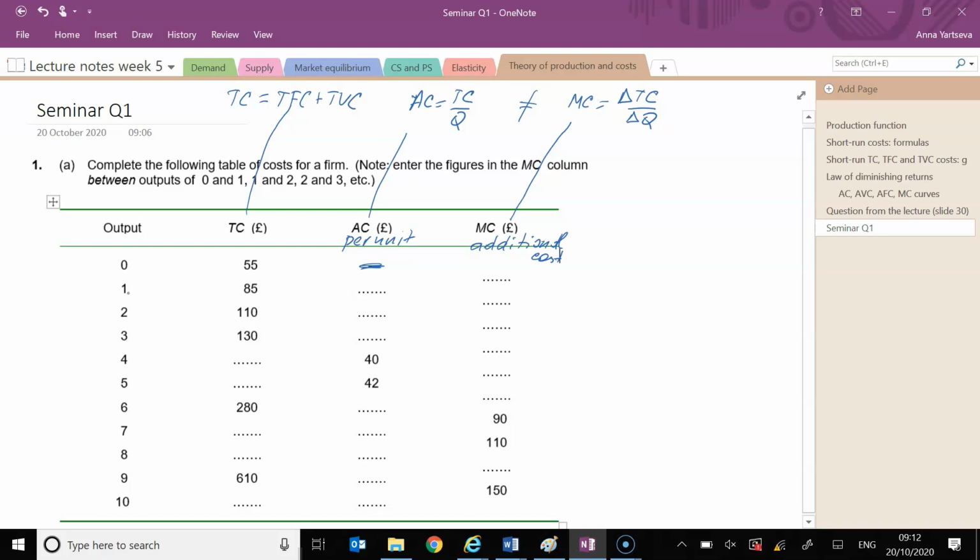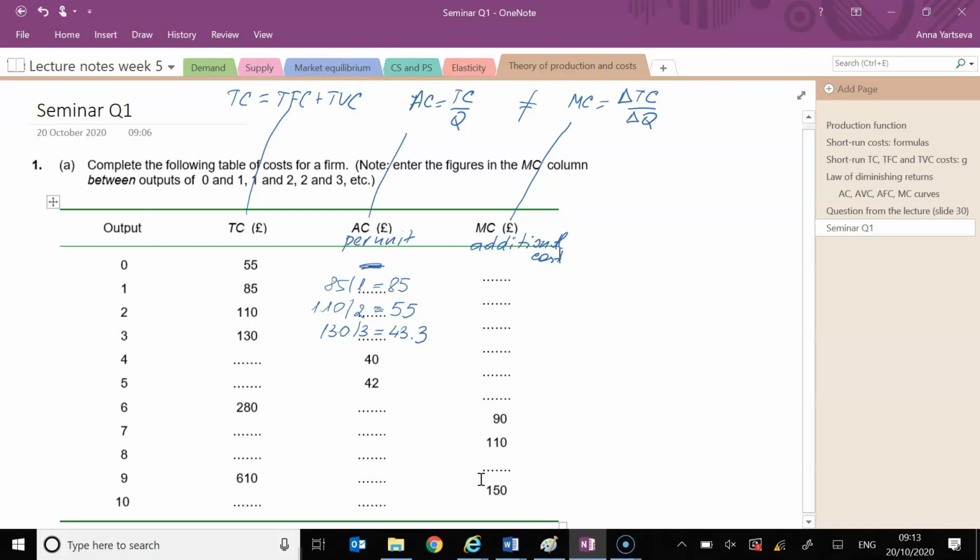When our output is equal to 1, total cost is equal to 85 pounds. Therefore, average cost per unit is 85 divided by 1, which is 85. Next, when we produce 2 units of output, total cost is equal to 110, which means that it costs us 110 divided by 2, 55 pounds per unit. Average cost per unit is 55. The same further down our column. When we produce 3 units of output, total cost is 130, which means that 1 unit costs us 130 divided by 3, which is going to be 43.3.